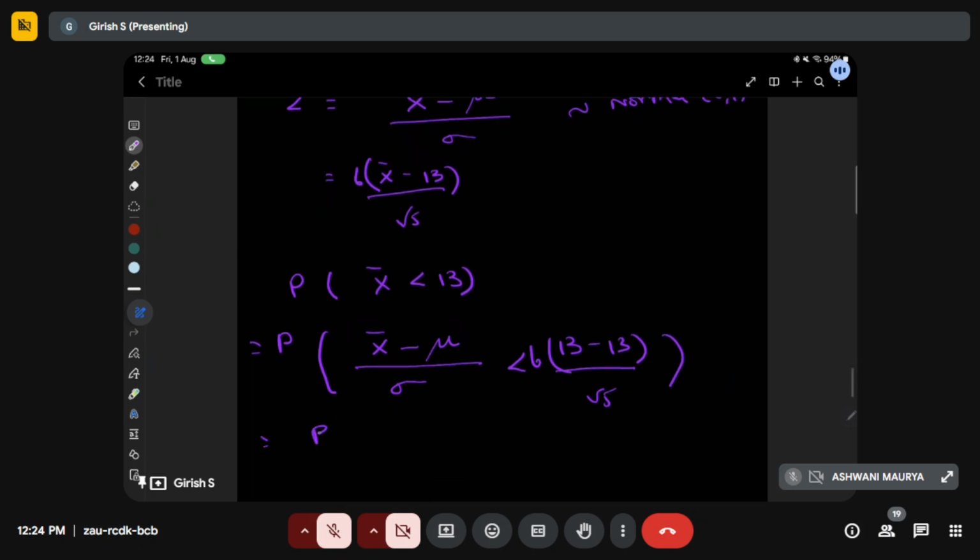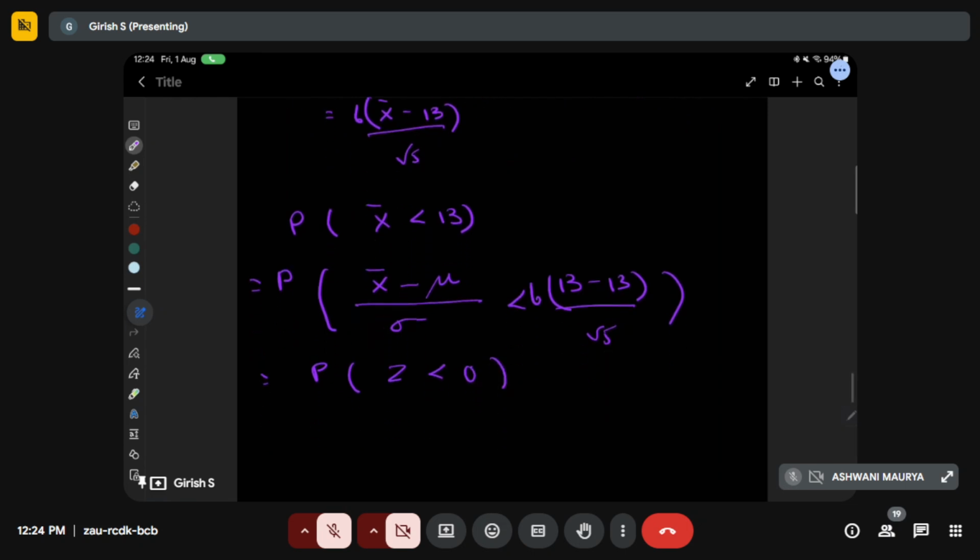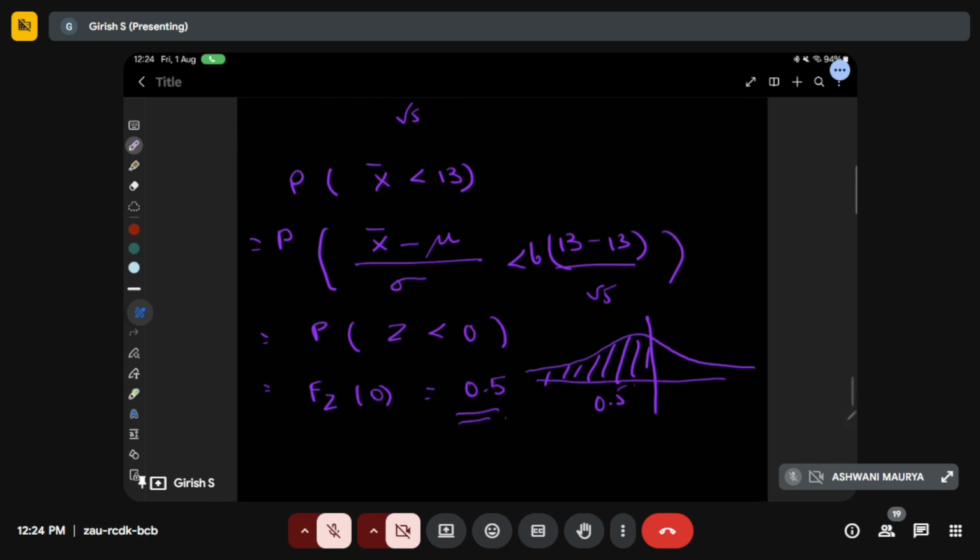So this becomes probability of Z less than 13 minus 13, which is 0. This is nothing but Fz of 0. And what is Fz of 0? We know that is 0.5, right? In the standard normal distribution, Fz of 0 means all these points, and this probability is 0.5. So your answer is 0.5. Okay. Is it clear? Yes.